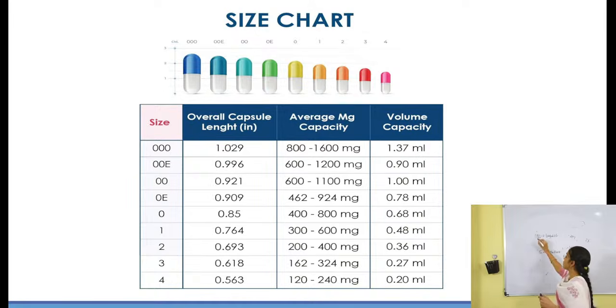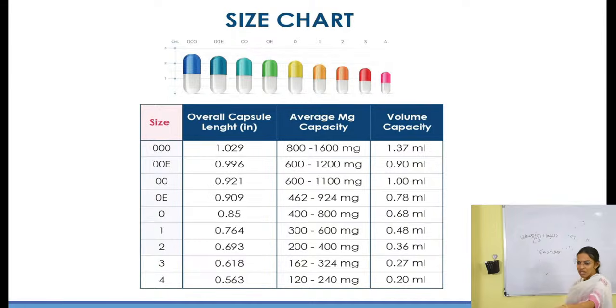Usually 000 and 00 are not used for human purposes. These size capsules are mostly used for veterinary uses, and from 0 onwards they are used for human uses. If you need any of these explanations, you can take a screenshot, or this session will also be available on our YouTube channel. Please do watch it whenever you need.